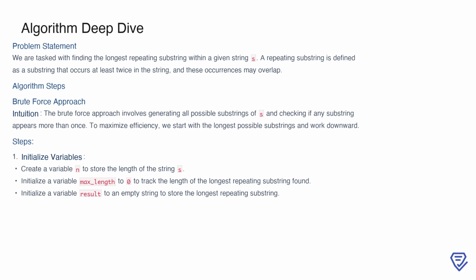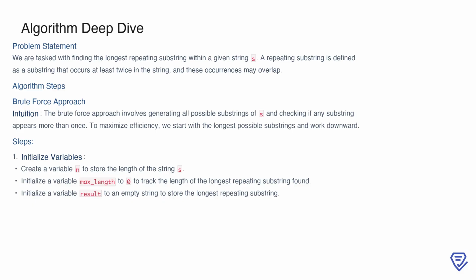To solve the problem of finding the longest repeating substring in a given string, we first need to understand the goal. A repeating substring is one that appears at least twice, and these appearances can overlap. A brute force approach to this problem would involve generating all possible substrings of the input string and checking if any of them occur more than once. To make this efficient, we start by considering the longest possible substrings and work our way down to shorter ones.